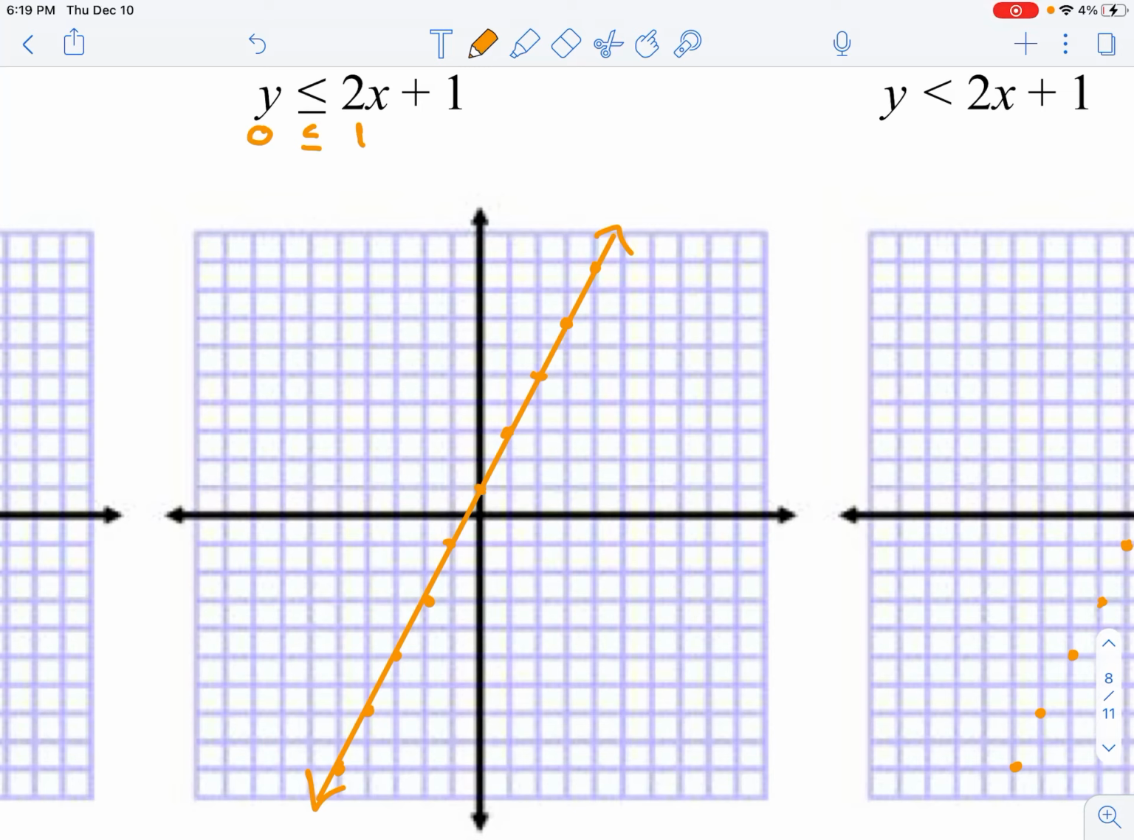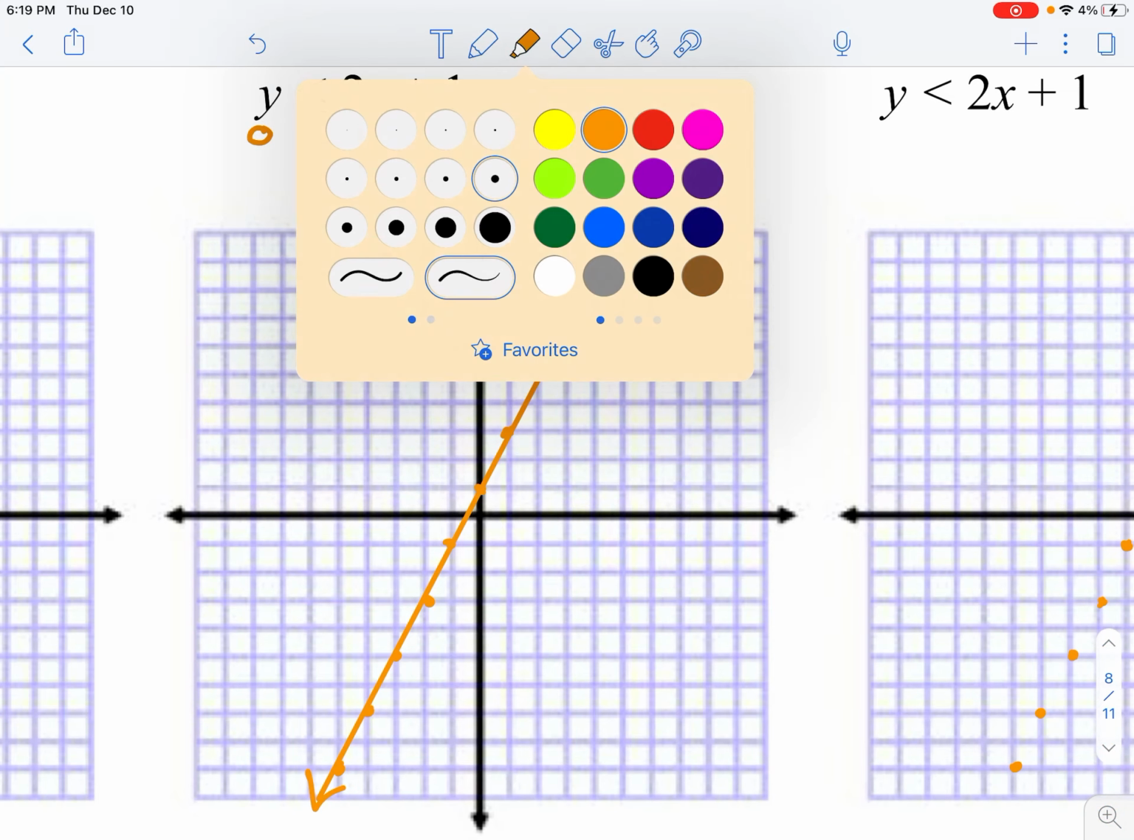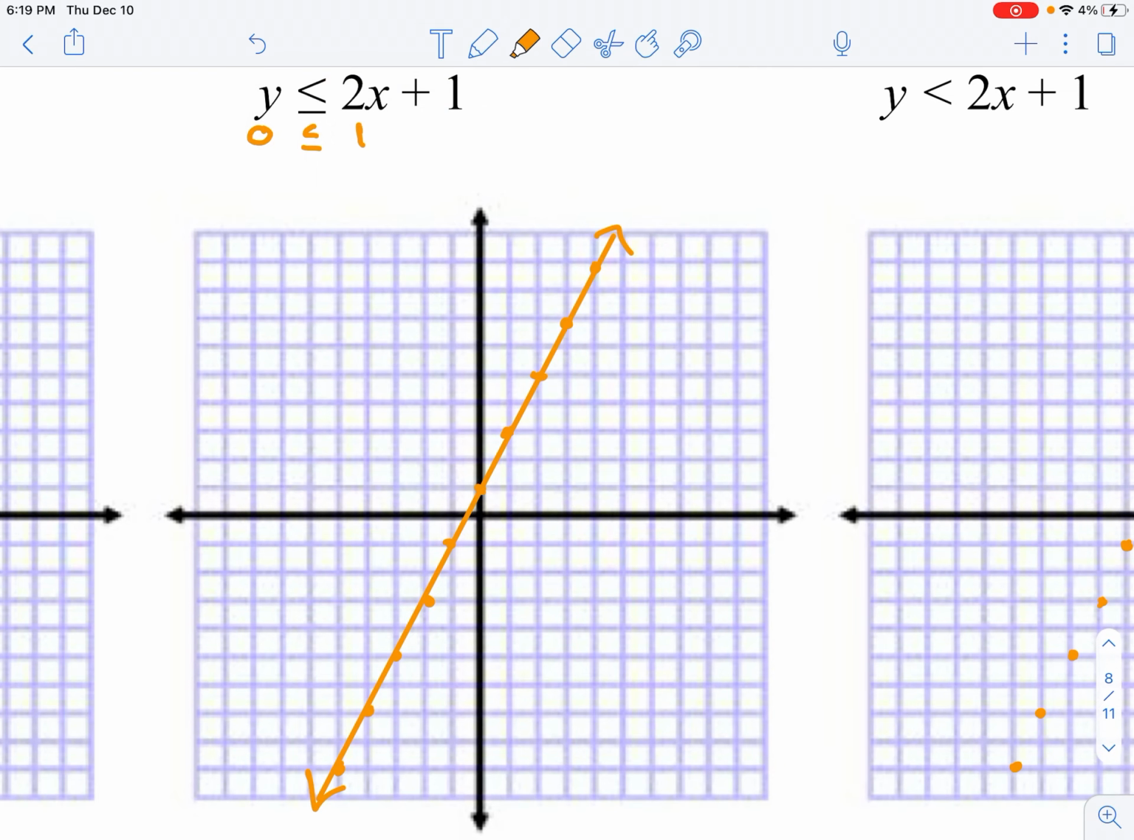So since it's a true statement, I'm going to shade the side where 0, 0 is on. So let me change colors here. Since 0, 0 is on this side, this is the side that I am going to shade.